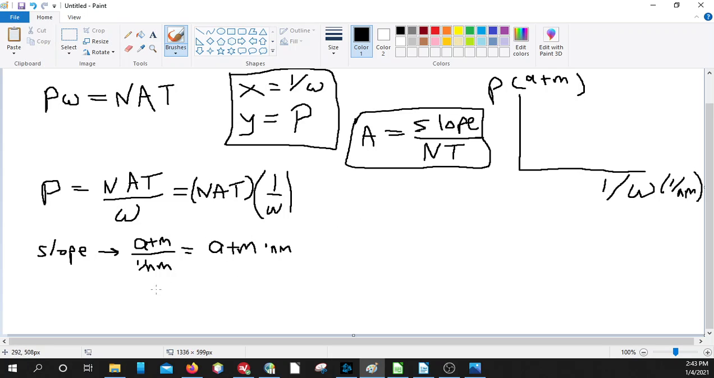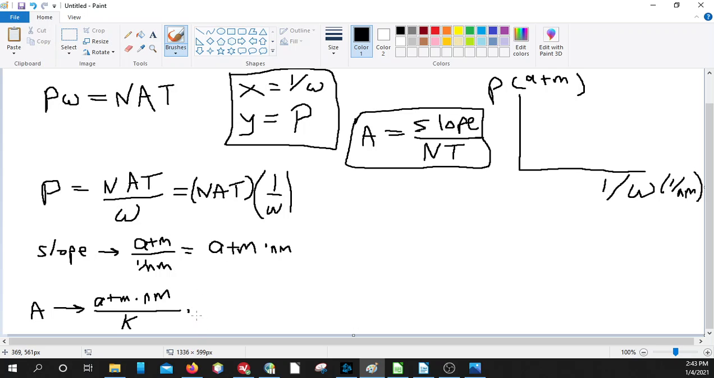So if we look at A, let's look at the units for A. We have our slope, which is atmospheres times nanometers. And then we're dividing by N, which is just a number with no units. And then we divide by T, which is in Kelvin. So A has units of atmospheres times nanometers over Kelvin. And I want to get this in more SI units. So the first thing I want to do is convert it.